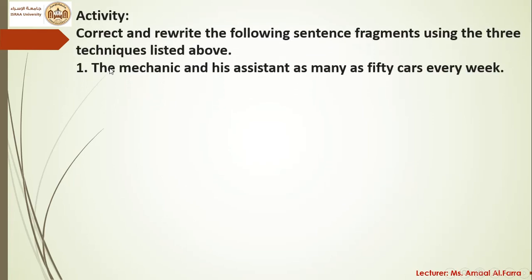Look at this activity. Correct and rewrite the following sentence fragments using the 3 techniques listed above. 3 techniques by adding what? By adding subject if it misses a subject, by adding a verb if it misses a verb, by adding information if the meaning is insufficient. When I say the mechanic and his assistant as many as 50 cars every week, what happened? It doesn't have a full meaning. When I say the basketball team need to what?